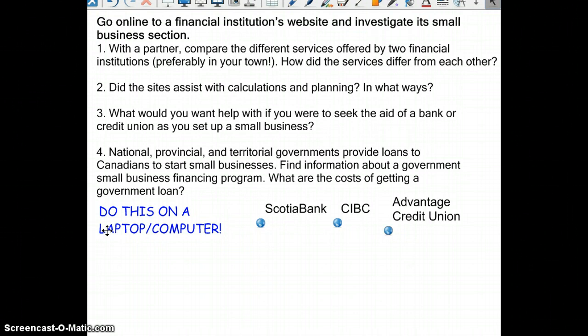And then you want to look also to government loans. So if you go to Saskatchewan government or federal government, they should have financing programs. So please have a look at these also and figure out what the costs are of getting a government loan. You'll need a laptop or computer to do this.